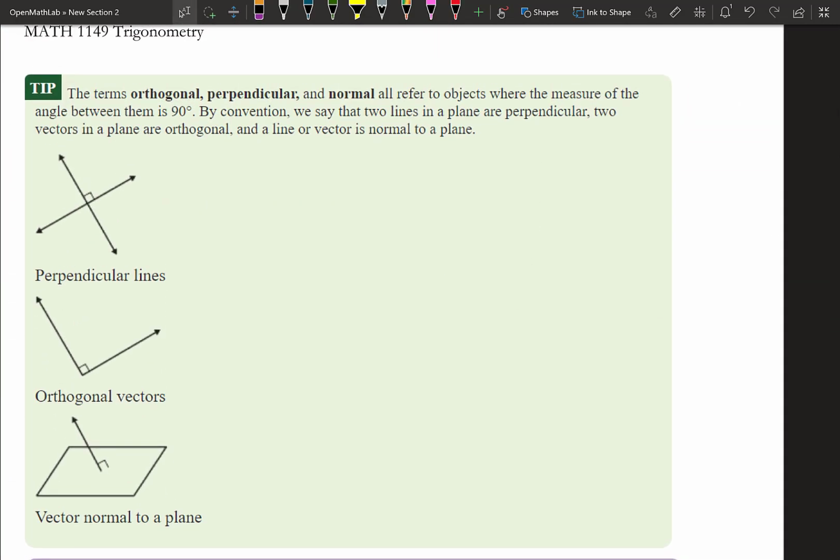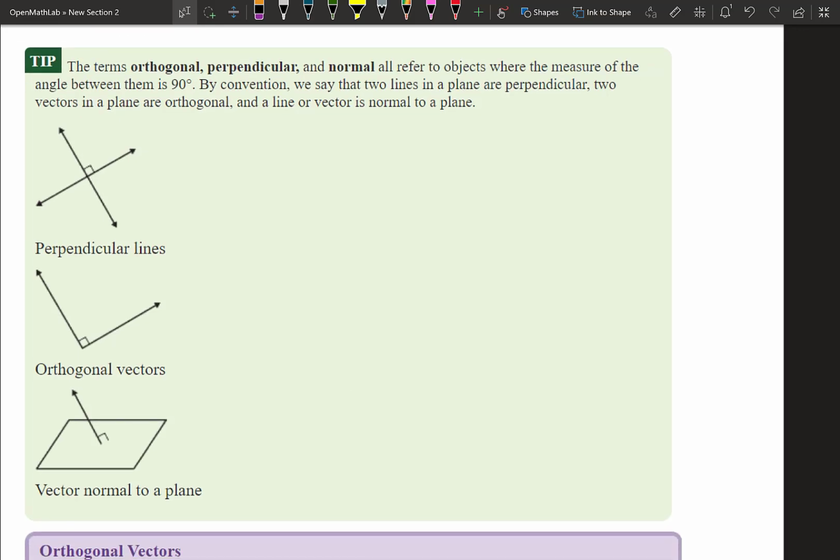Right, so then on page 3, I just pulled out some terms so we can look at. So it says here the terms orthogonal, perpendicular, and normal all refer to objects where the measure of the angle between them is 90 degrees. Right, so by convention we say that two lines in a plane are perpendicular, right? So like this first example.